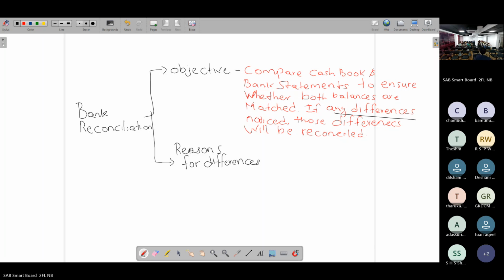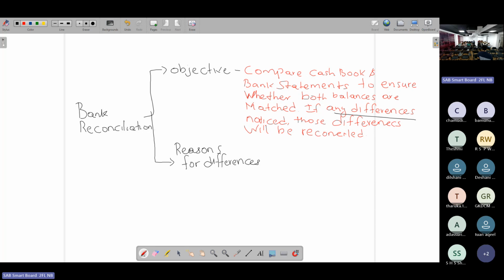Unpresented checks, unrealized checks. Anything else? Direct payments, unidentified. Okay. Standing orders.